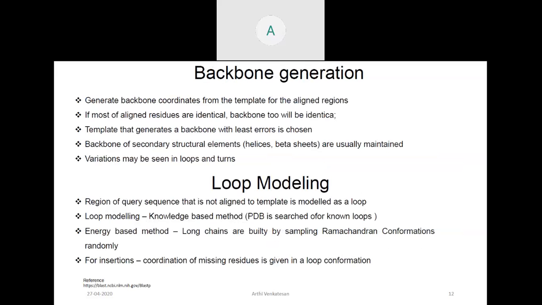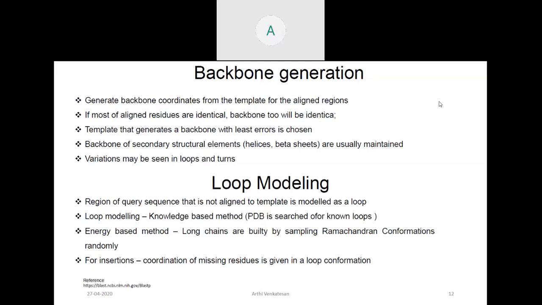Further, there is loop modeling. Loop modeling is nothing but modeling a loop, so you need to know what a loop is. A loop is a region of your query sequence which is not aligned to the template. If it is not aligned with the template, that region is considered a loop. In loop modeling, it is a knowledge-based method. PDB is searched for normal loops. I have mentioned RCSB PDB; we are going to search with that.